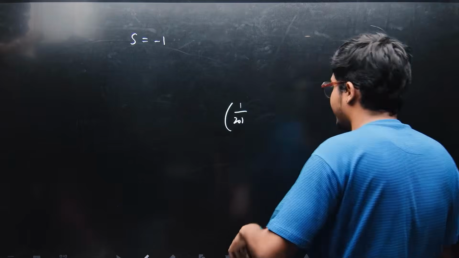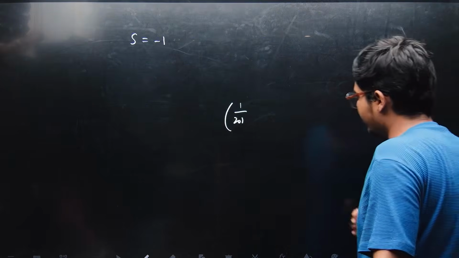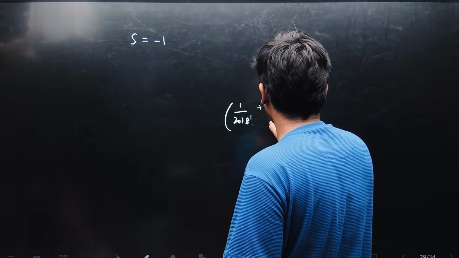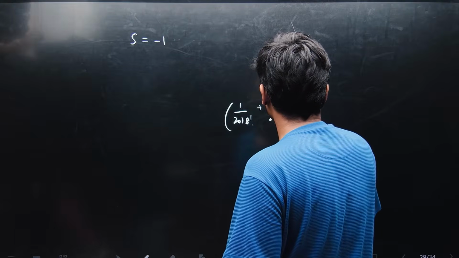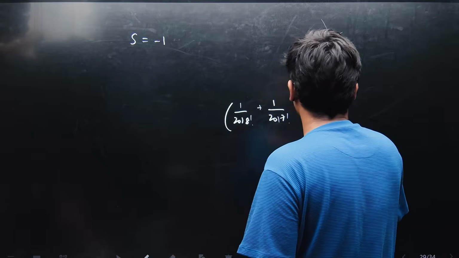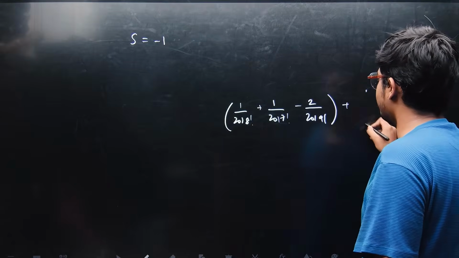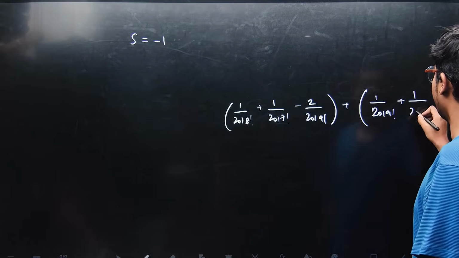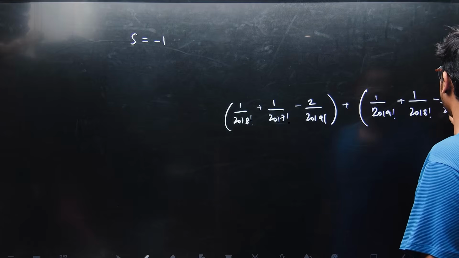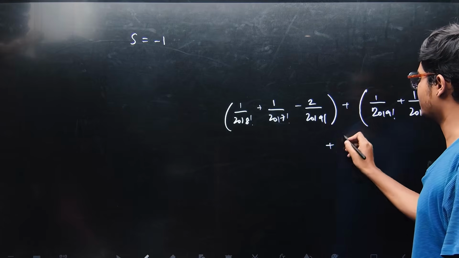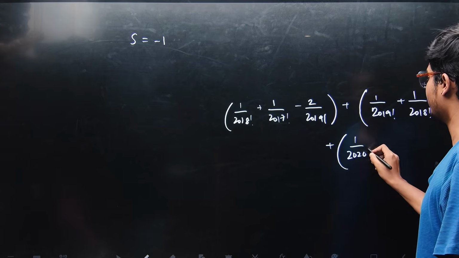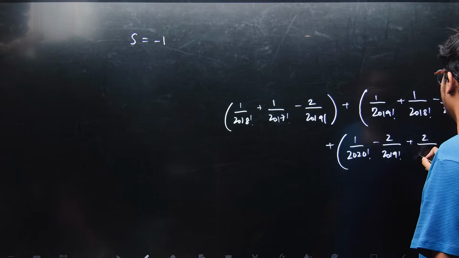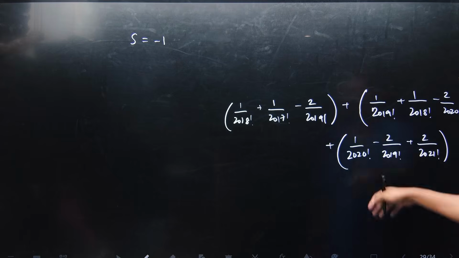So 2019 minus 1, right, is going to give you 2018 factorial minus, sorry, plus 1 by 2017 factorial minus 2 by 2019 factorial. Then same for 20. So 20 minus 1 is 19, 18, 2020. Plus the last term is going to be 2021. So 2020 factorial minus 2019 factorial plus 2 by 2021 factorial, right? These are the last couple of terms.